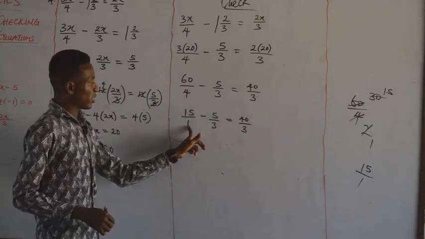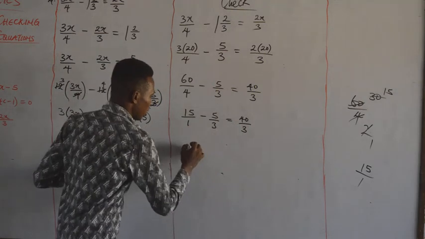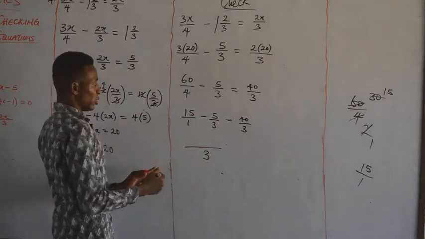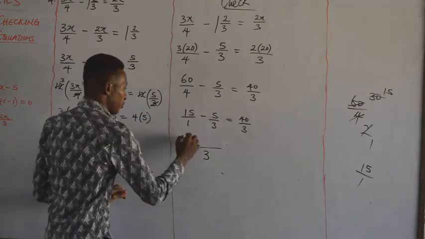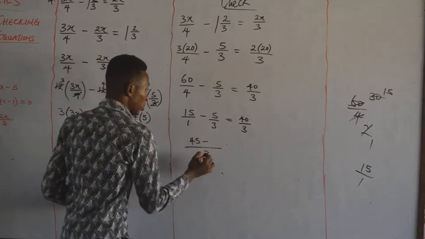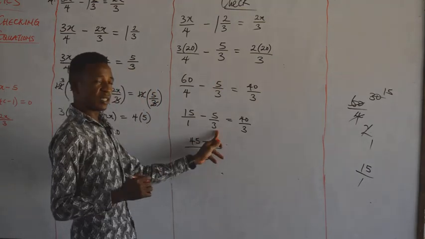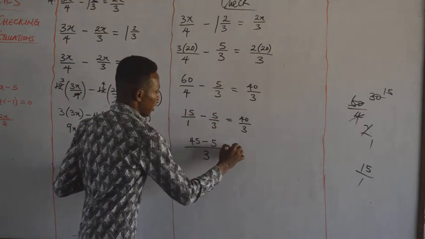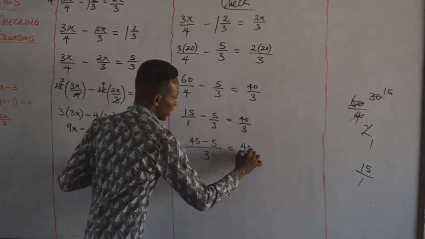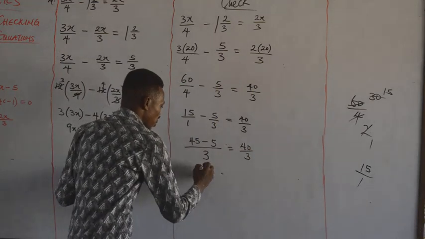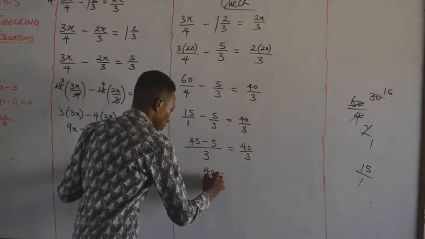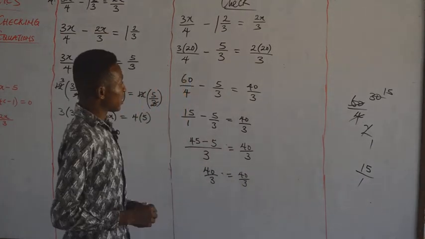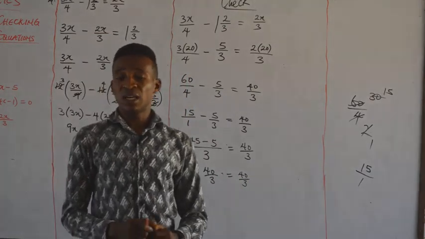Now, the LCM of 1 and 3 will give me 3. Bring that out. 3 divided by 1, that's 3. So 3 times 15 will give you 45. You are done with that one. Minus 3 divided by 3, 1. Multiply by 5, that's 5. So everything equals 40 all over 3. So 45 minus 5 will give us 40 over 3 equals 40 over 3. So with this, our LHS is the same thing as RHS.